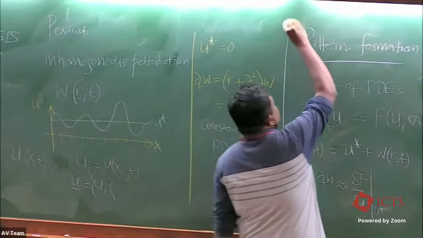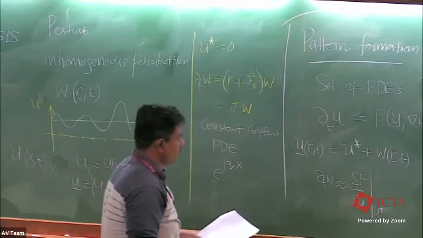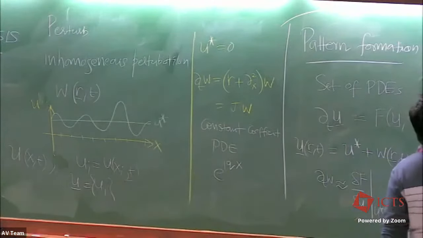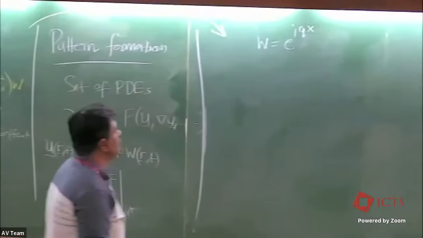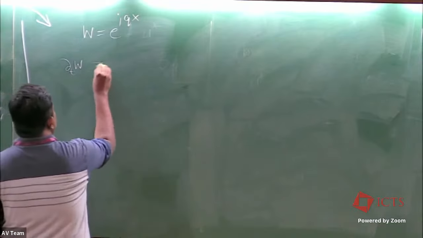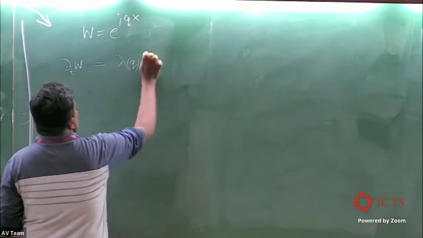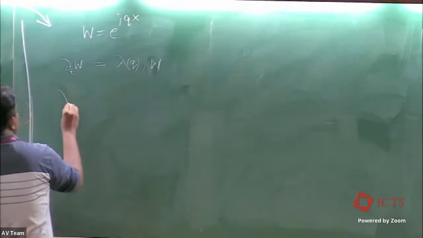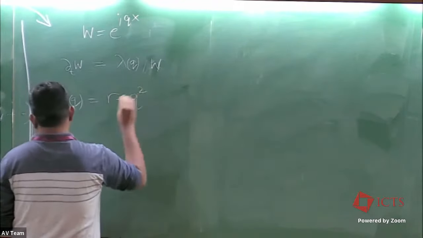So if I use a Fourier decomposition, let's say I put in a perturbation which is of the form e to the iqx. I ask how does dtW change with time. You should be able to show that this is basically the following. There is a lambda of q times e to the iqx, times W itself, where lambda of q is R minus q square.